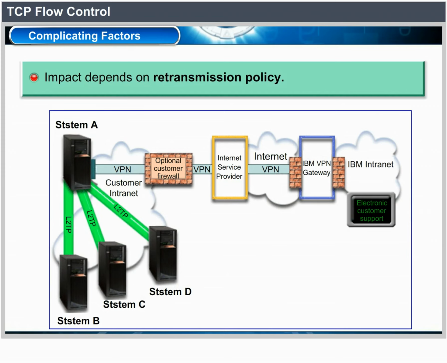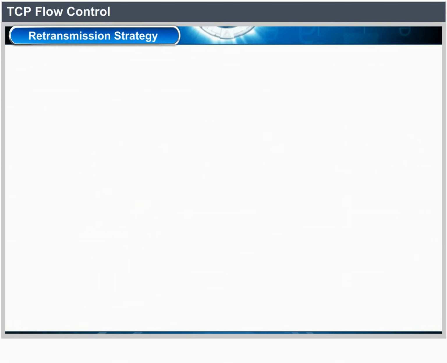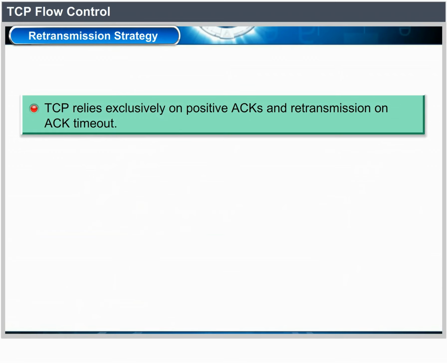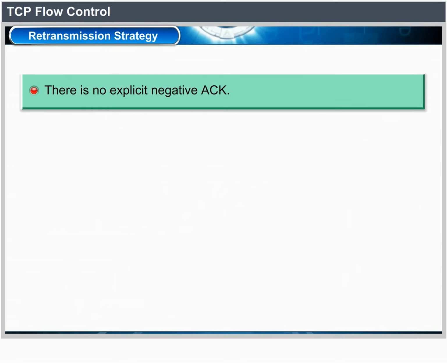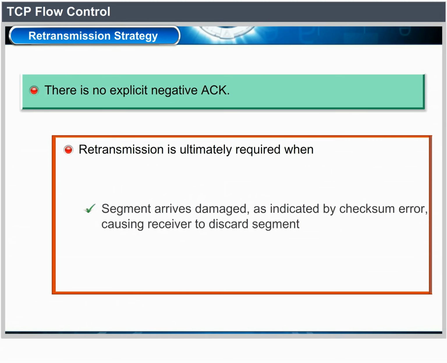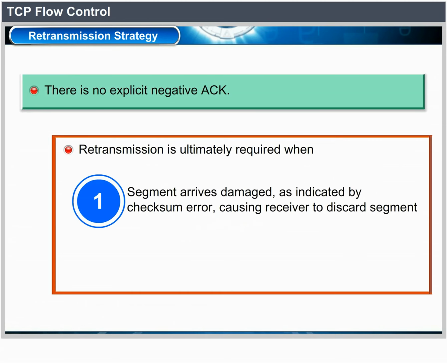Retransmission strategy. TCP relies exclusively on positive ACKs and retransmission on ACK timeout. There is no explicit negative ACK. Retransmission is required when a segment arrives damaged, as indicated by a checksum error, causing the receiver to discard the segment, or when a segment fails to arrive, that is, it is lost. TCP implementation policy options.